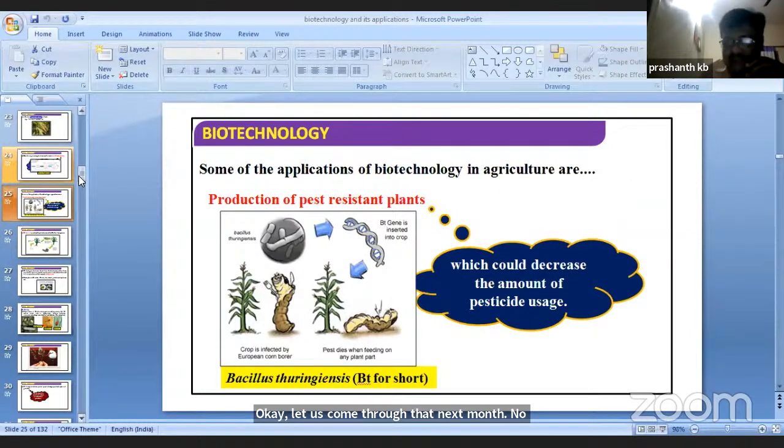Now coming to Bacillus thuringiensis, it's a 3 marks question. It can be asked for 1 mark also. What does BT stand for?